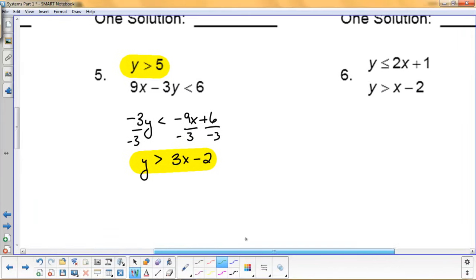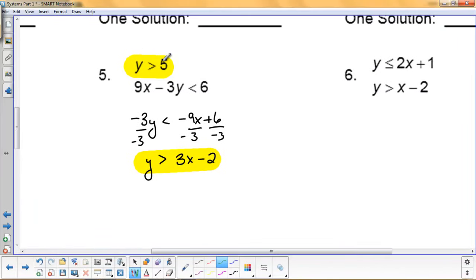Question number 5. y is greater than 5. Nothing we need to manipulate here. And once again, we're dividing by a negative number. By dividing by a negative number, you must remember to switch your inequality symbols. Always, always, always.